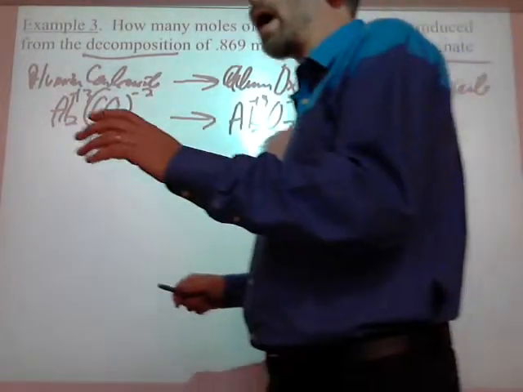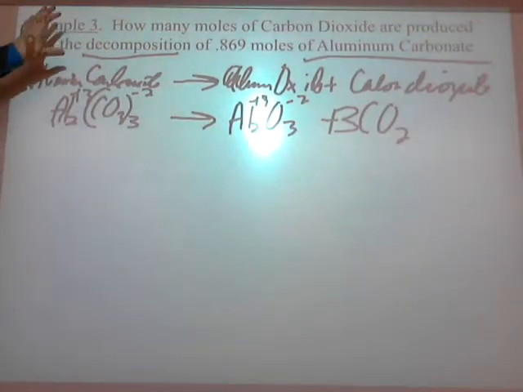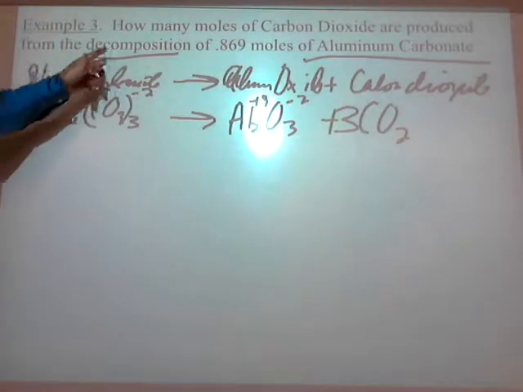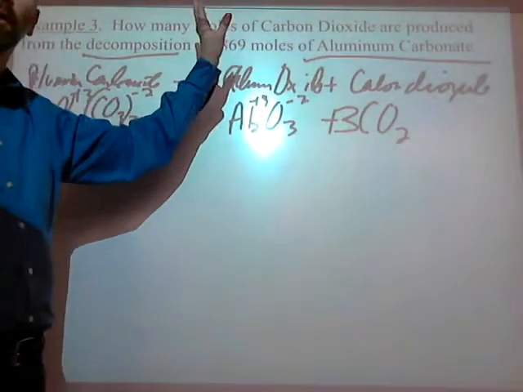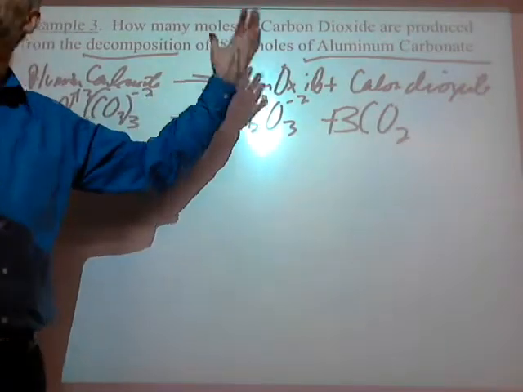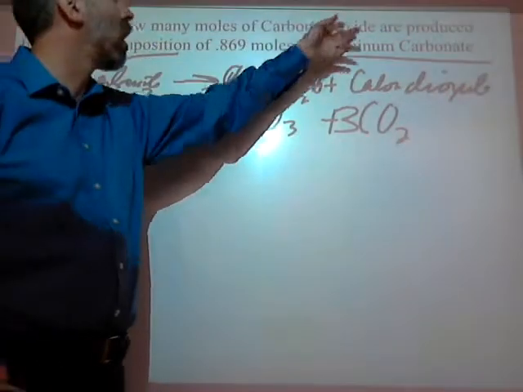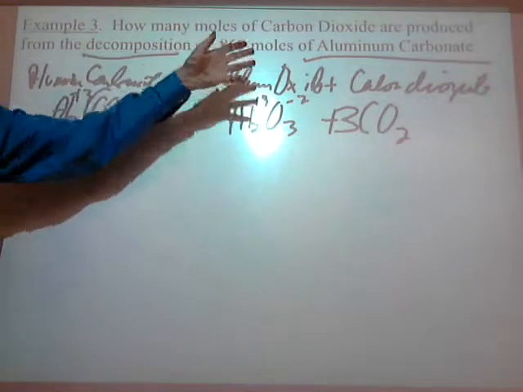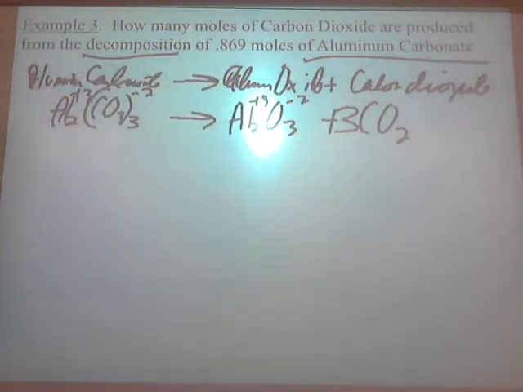Now, look guys. When I go back up here, the first time I read it, all I cared about was the decomposition of aluminum carbonate. I could care less about any other stuff. Somebody in the class said 0.896 moles. Made no difference. Somebody else said carbon dioxide. Someone else said how many moles. None of that was important.